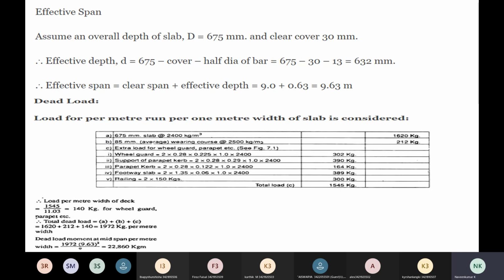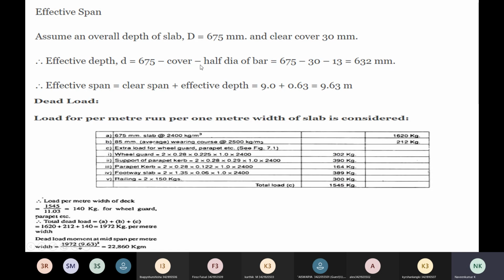From the overall depth we are calculating the effective depth. Therefore the effective depth is equal to the overall depth D, 675, minus the clear cover, 30, minus half of the dia. The dia which you're going to use also comes under the assumption part. We're going to use the 26 mm dia bar, so half of the dia bar is 13 mm. If you execute this calculation, you will get the effective depth as 632 mm.